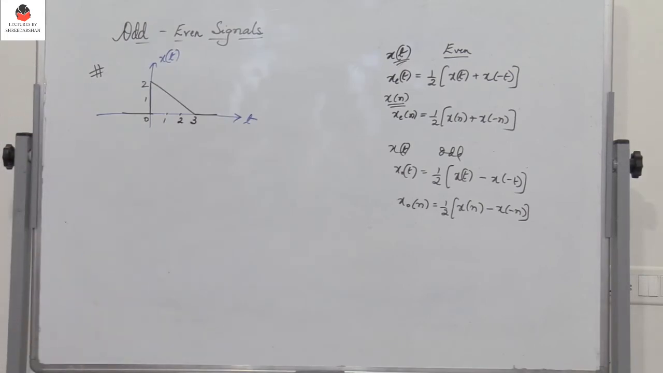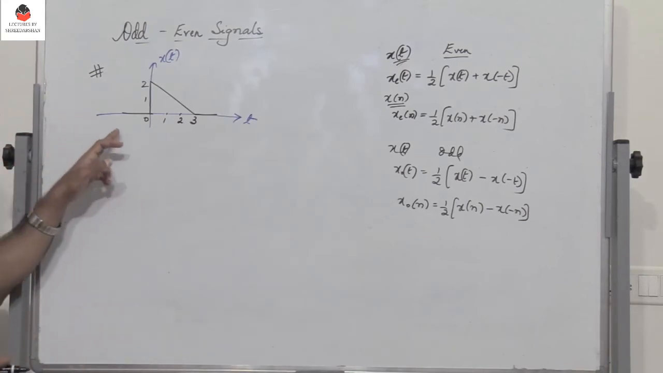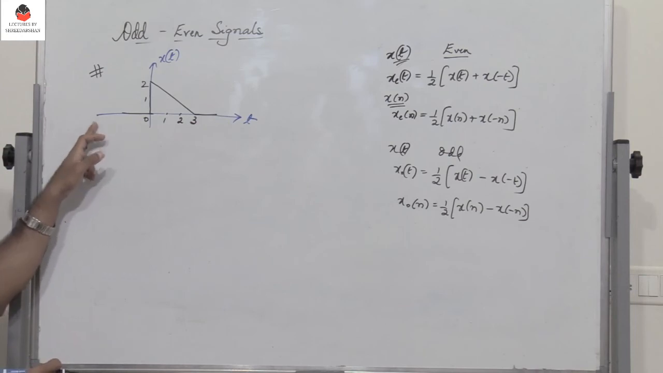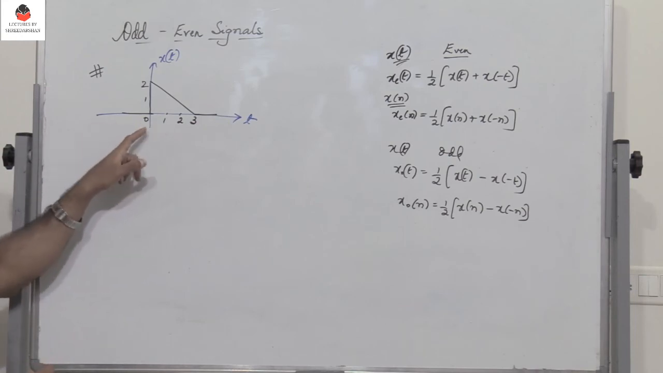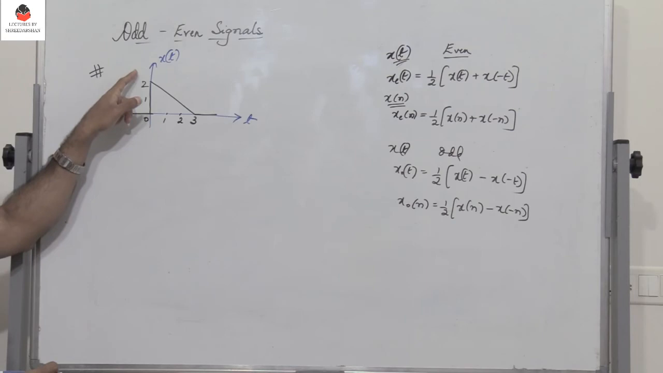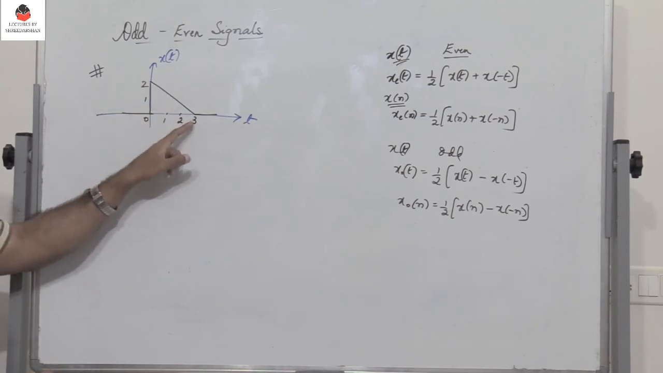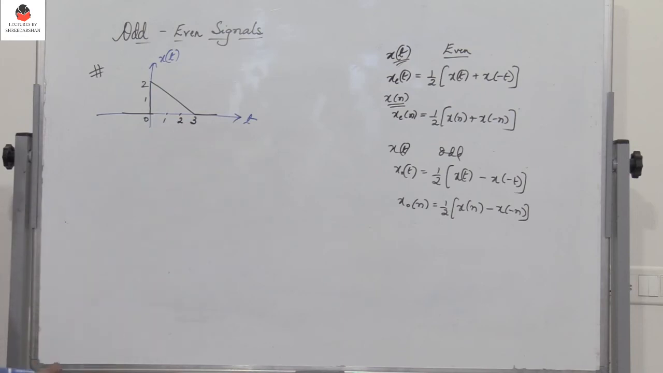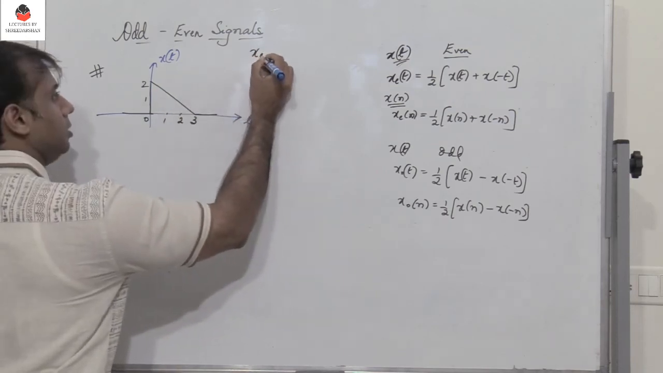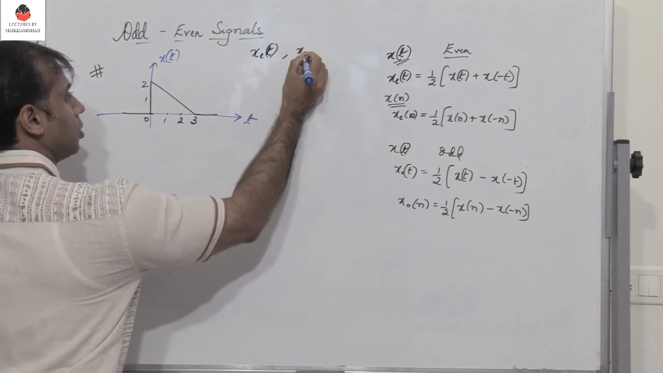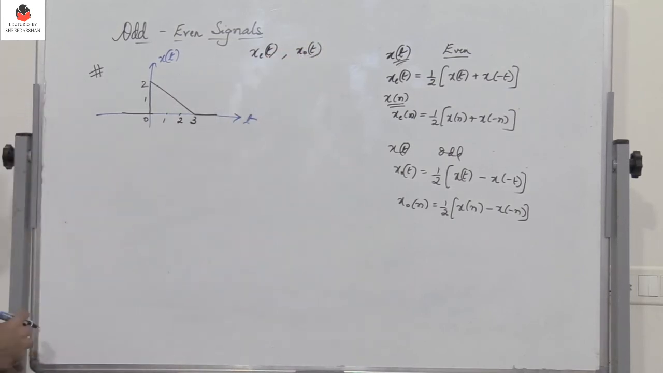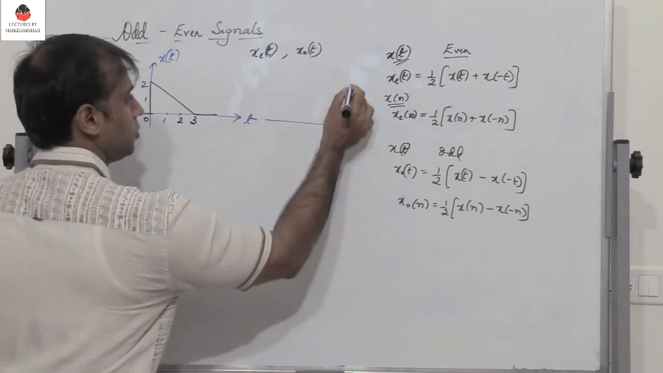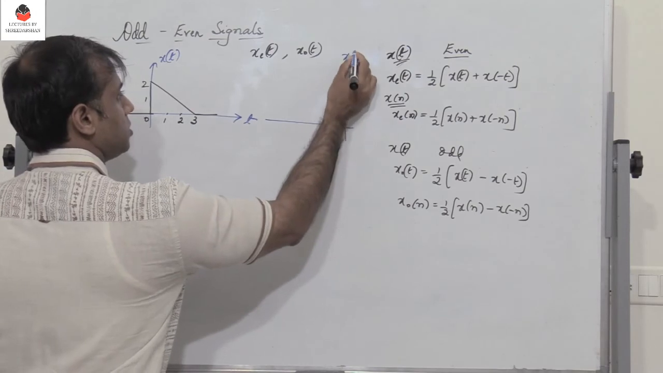Given a signal x of t, where the signal is 0 for t less than 0, and for t equal to 0 it is 2, and then it reduces from 2 to 0 at t equal to 3 and is 0 further. We need to obtain the even component as well as the odd component. Now to find the even or the odd component, I need x of minus t. So first let me obtain x of minus t.